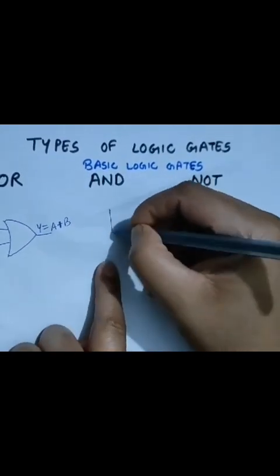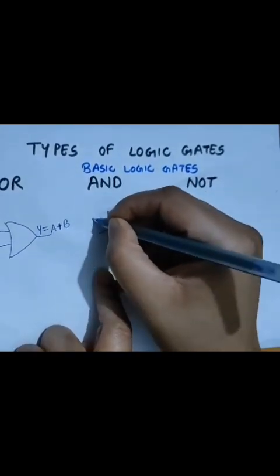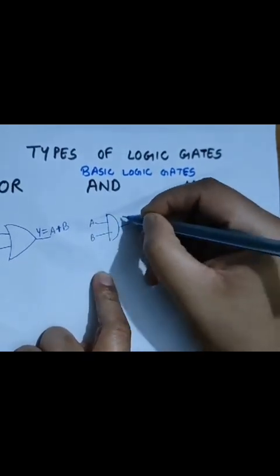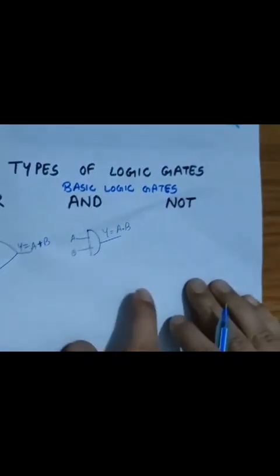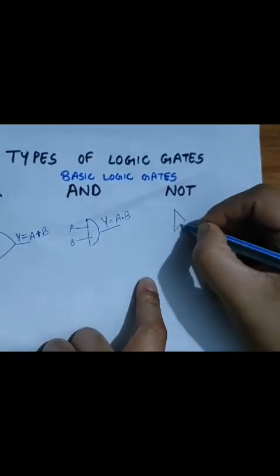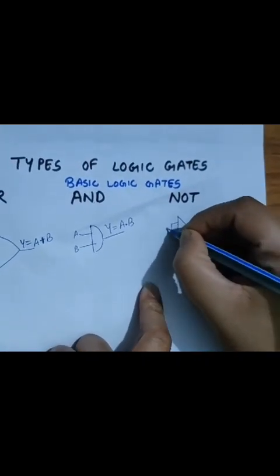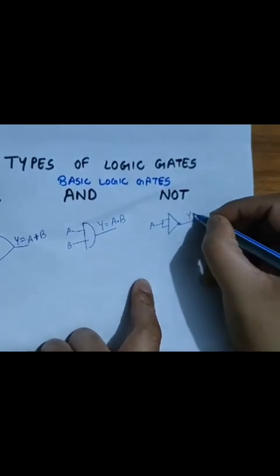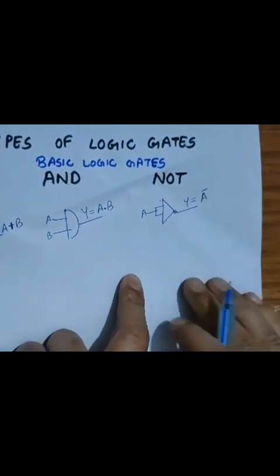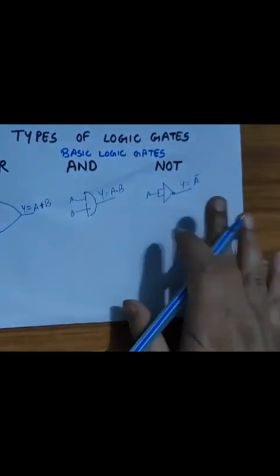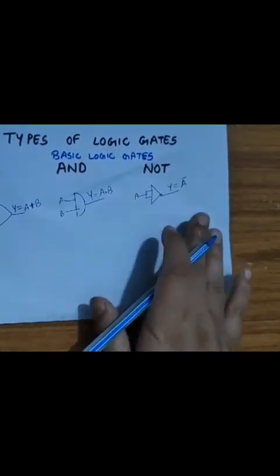And for AND, the symbol is like this. This is the input, and this is the output. Y equals A dot B. This is denoted by a dot. And for NOT, this is the symbol. It is the inverse of A, that is Y equals A bar. So further we'll plot the truth table for OR, AND, and NOT.